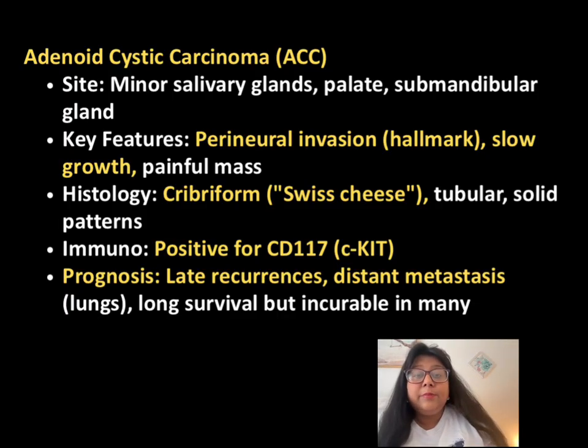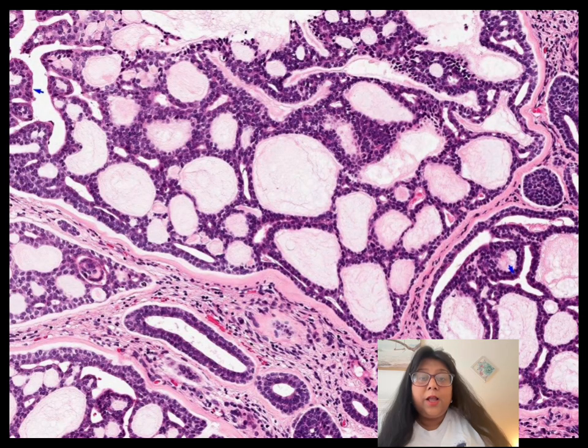Histologically, you will see cribriform pattern or Swiss cheese pattern, tubular patterns, solid patterns, etc. It is positive for CKIT. Remember that it is positive for CKIT. Prognosis: there are late recurrences, distant metastasis to lung, long survival, but incurable in many instances. You can appreciate the cribriform pattern or the Swiss cheese pattern here of the tumor, adenoid cystic carcinoma.